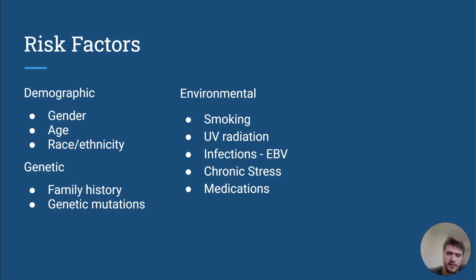So, risk factors are the gender, female, age, 15 to 45, and then highest in African American populations. There is a risk factor of having a family history of lupus, and then environmental risk factors are smoking, UV radiation, other infections like Epstein-Barr virus, chronic stress, and medications.